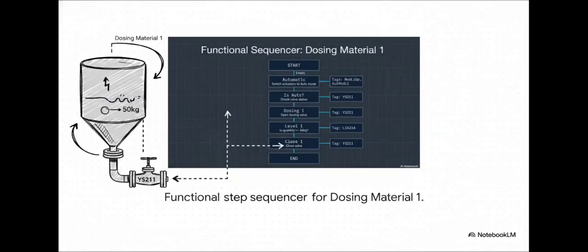This functional step sequencer for dosing material 1 connects that abstract chart directly to the plant floor reality. Just look at the dosing 1 step. It physically sends a command to open that exact YS211 valve. The valve simply stays open until the next transition, level 1, checks the ALI 214 sensor, and confirms the 50 kilogram level is actually met. Only then does the sequence proceed to close the valve. It is a perfect visual mapping of logic directly to physical action.